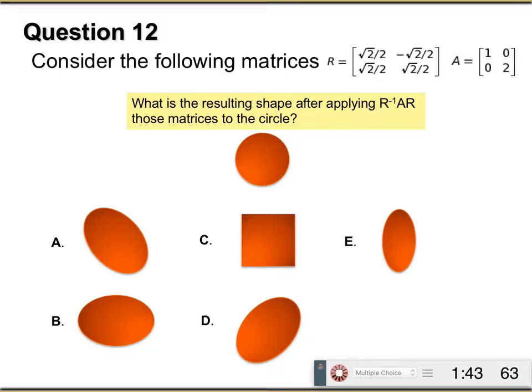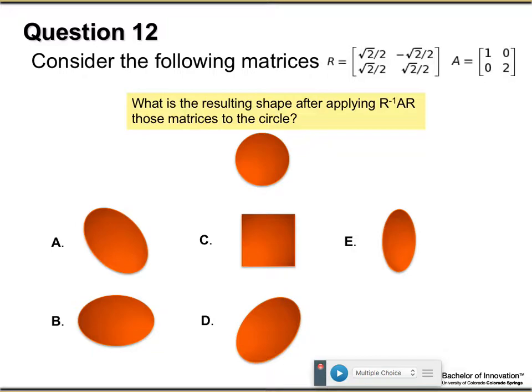So who wants to defend the answer D? Brad? So the first part of the range is just a circle. Then you do A, which increases the Y value by 2, or scales it by 2. Then it rotates it left from R inverse. By left, you mean counterclockwise? Clockwise. Well, 45 degrees is clockwise. Negative 45 degrees is this way. So the answer is A.